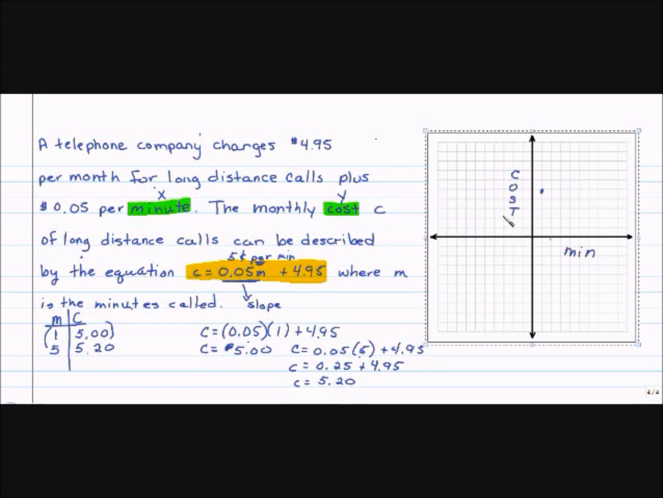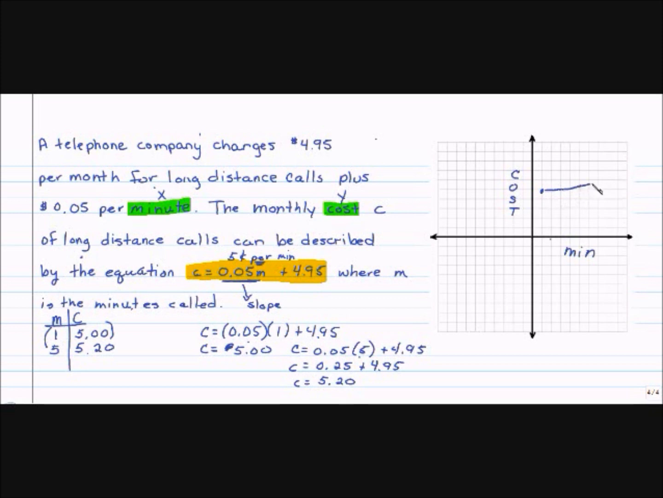Oh, didn't want that. Where is it? 1, 2, 3, 4, 5. 1, 2, 3, 4, 5. And a little bit more. Okay. Here I have 2 points. And as you can see, my line's not very straight, but you get the point.